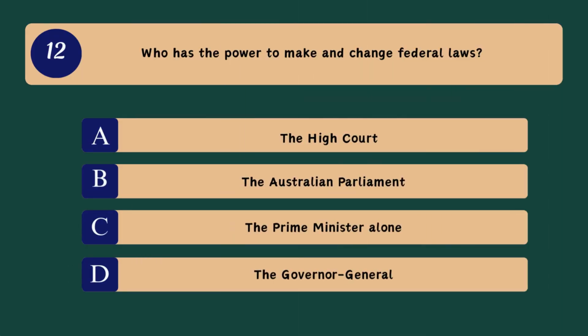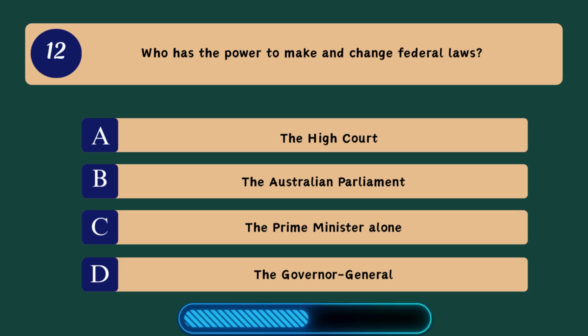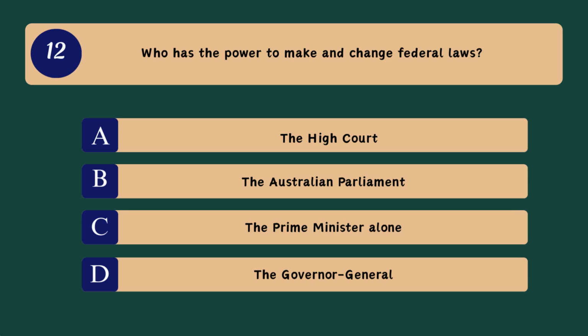Question 12. Who has the power to make and change federal laws? A. The High Court, B. The Australian Parliament, C. The Prime Minister alone, D. The Governor-General. Correct answer. B. The Australian Parliament. The Australian Parliament is responsible for debating, passing and amending federal laws. This process ensures laws are discussed openly and reflect democratic decision-making.